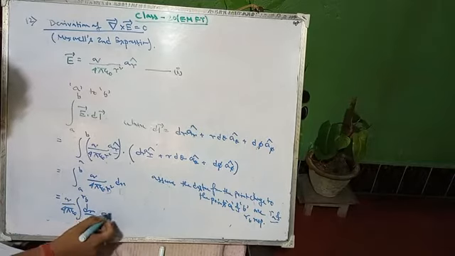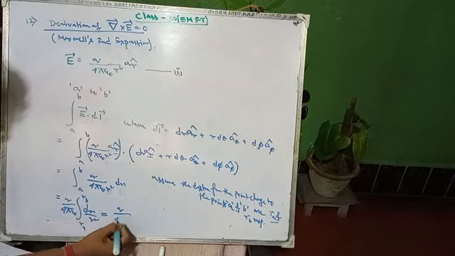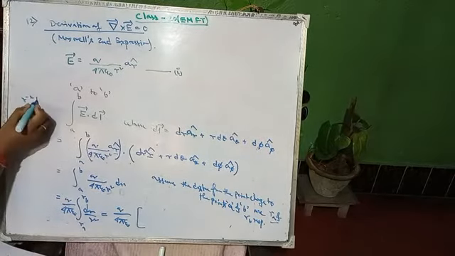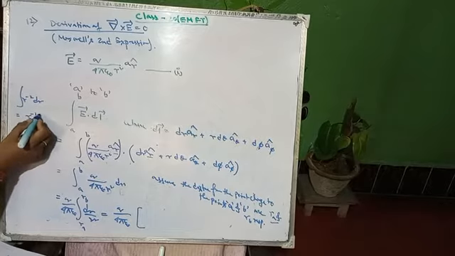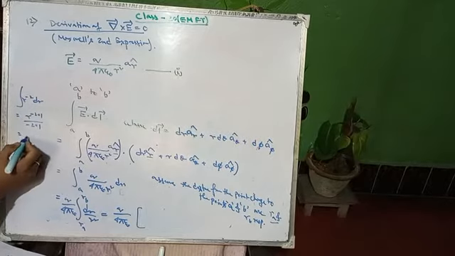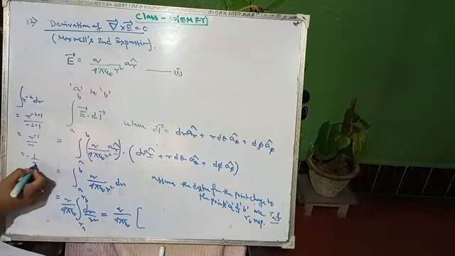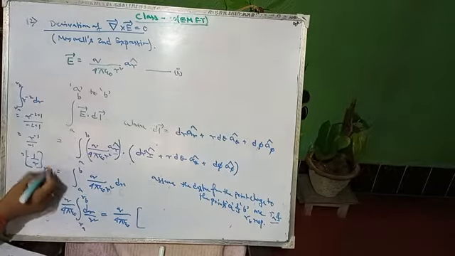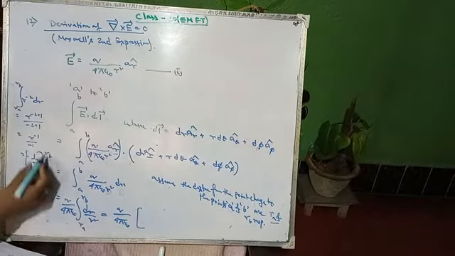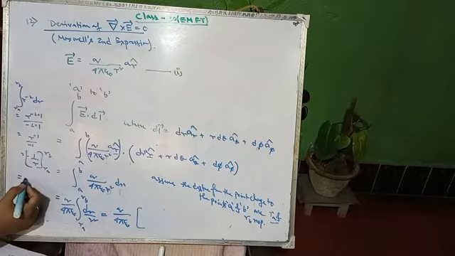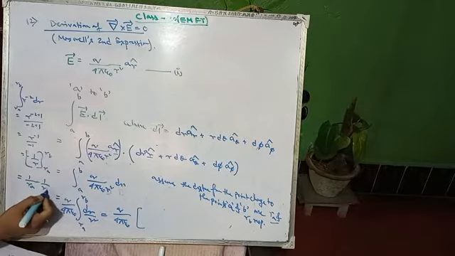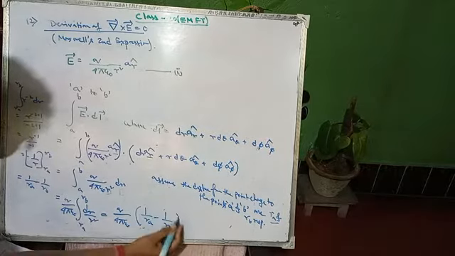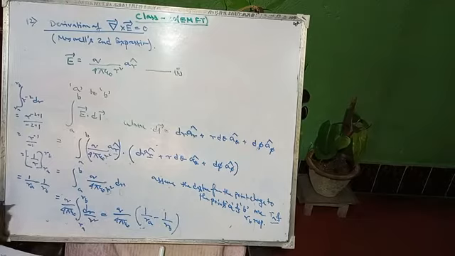dr by r square. So what will be the integration? Q by 4 pi epsilon naught, the integral of r to the minus 2 dr is r to the minus 2 plus 1 by minus 2 plus 1, so r to the minus 1 by minus 1, that is minus 1 by r. Putting the limits RA to RB, the result is upper limit minus lower limit, so the minus sign makes it 1 by RA minus 1 by RB. After integration and putting the limits, we have 1 by RA minus 1 by RB.